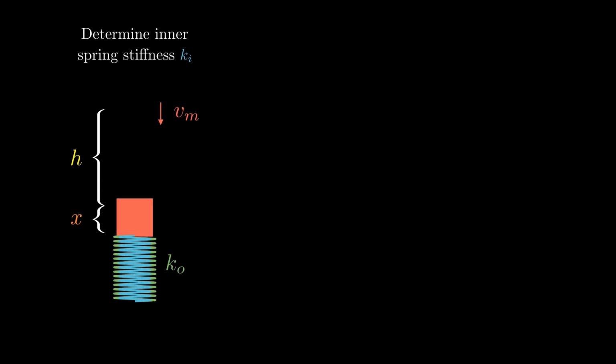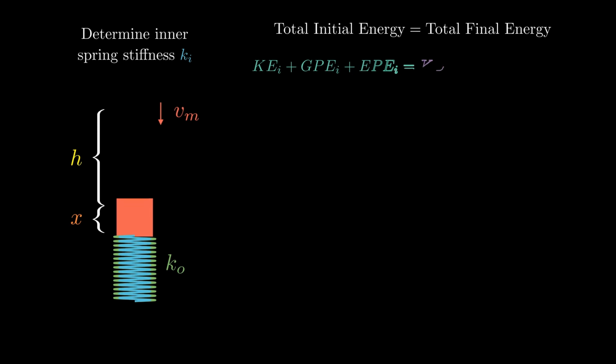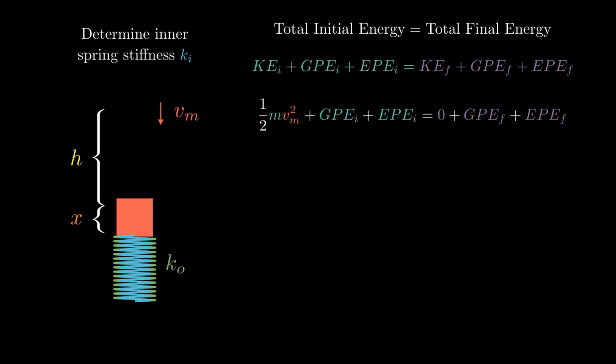We know from the conservation of energy that the total initial energy equals the total final energy. This means that the sum of kinetic energy, gravitational potential energy, and elastic potential energy is equal for both initial and final states. The initial kinetic energy is half m Vm squared because the velocity of the mass initially is Vm, and the final kinetic energy is zero as the whole system is at rest in the final position.